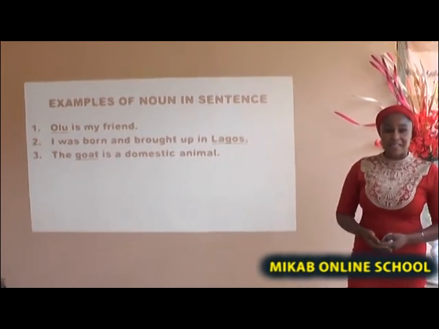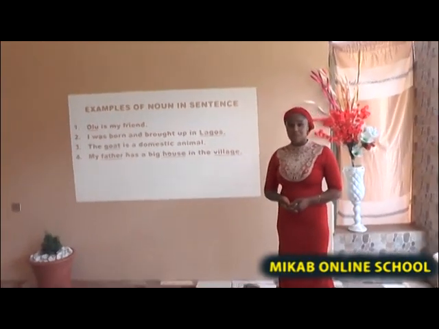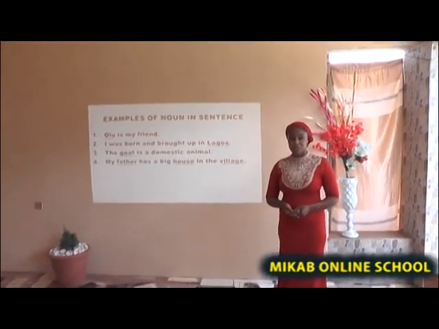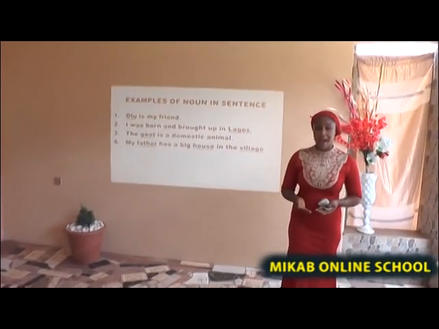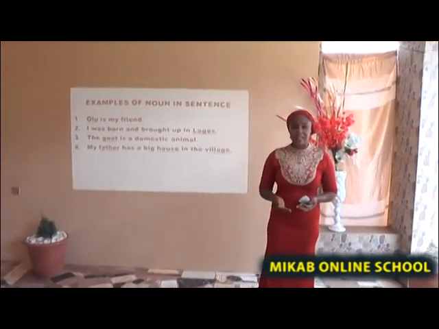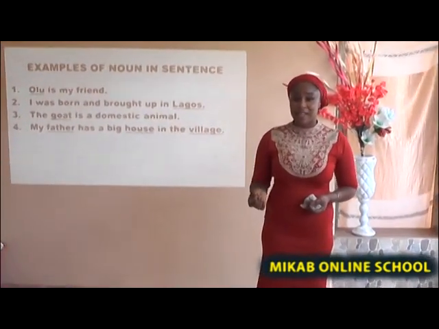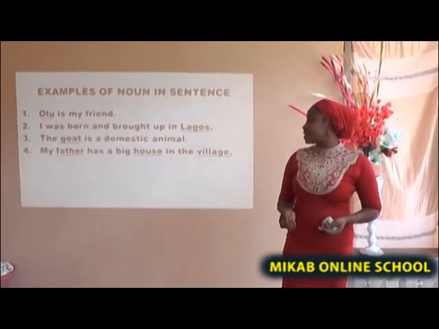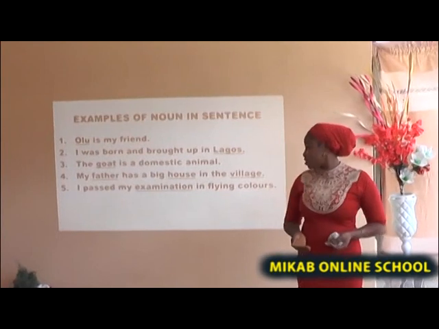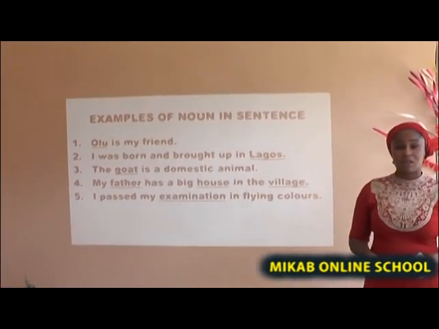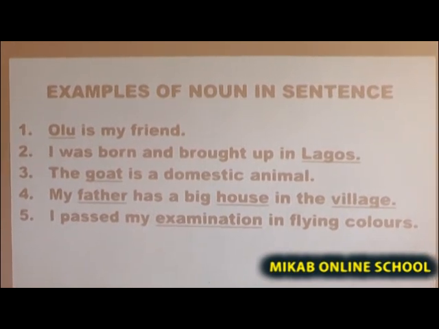Then, the other example is: My father has a big house in the village. Now, house, father, and village in that sentence are all nouns. Therefore, they are underlined. And the last example is: I passed my examination in flying colors. Examination there is a name. Therefore, it is a noun.